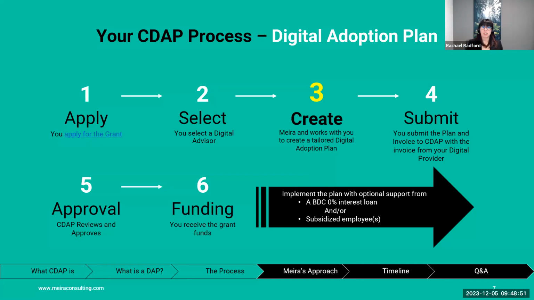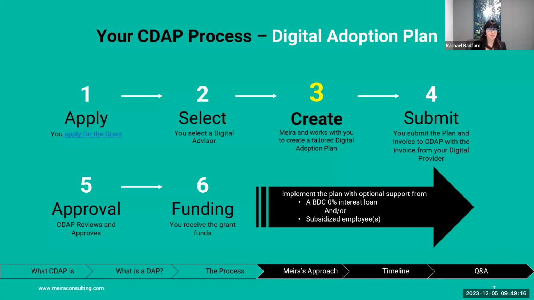CDAP then reviews the digital adoption plan. They review the invoice that's come from the approved digital advisor, and then they approve it. If they have any feedback, and it's pretty rare that they do, but if they have any feedback about what is in the plan, they would come back to you and say, we need the address to be changed because it's not your CRA address or it's not your CRA legal name.